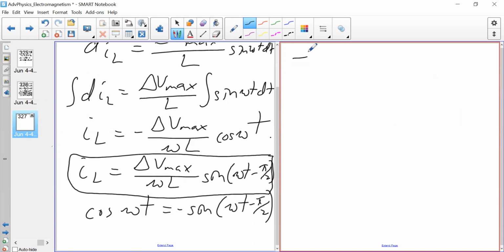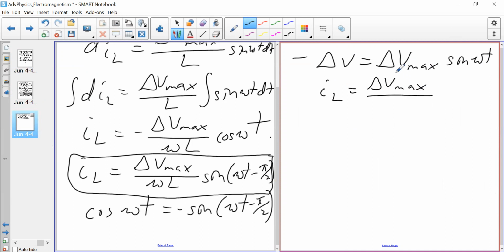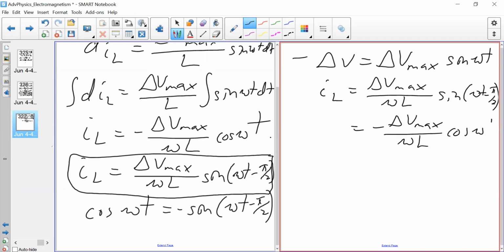So then let's take a look at delta V, delta V max sine omega t, and then we have I_L equals delta V max over omega L sine omega t minus pi over 2. And that's also equal to negative delta V max over omega L cosine omega t. It's just the relationship here. So we can see, as we close for the day, that delta V is proportional to a sine function, and the current is proportional to a cosine function. So there's going to be a lag between the voltage and the current. In this case, they're not going to be in phase.